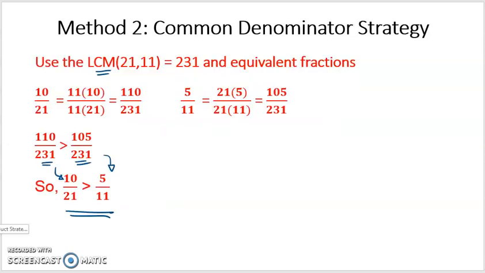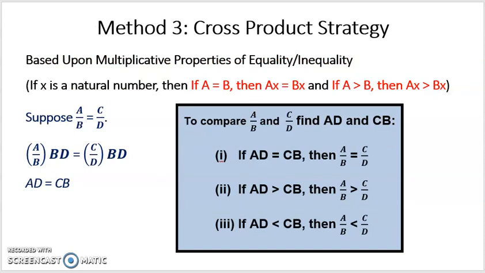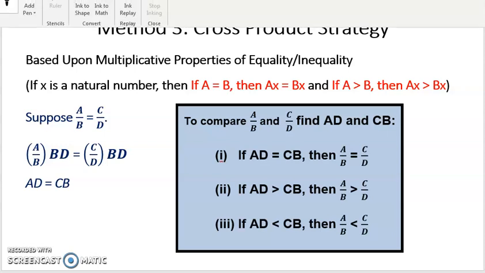Let's go for the trifecta. And this is the last property, last strategy. It's not complicated, but it uses a little more advanced mathematics. This is one that I would not start with children, but it's one that you eventually will get to. It uses what are called the multiplicative properties of equality and inequality.